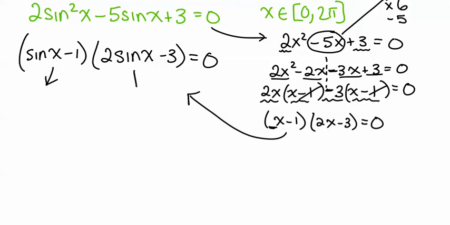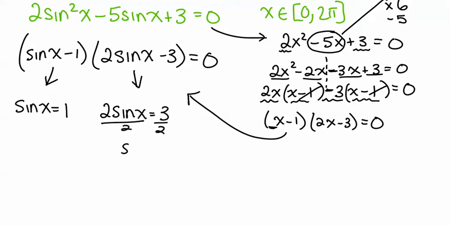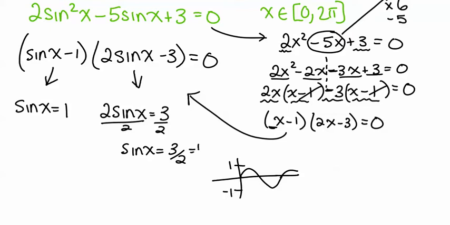And then I'm just going to set each bracket equal to 0. So sine x equals 1, and 2 sine x equals 3. I'm going to divide by 2 to get rid of the 2, so sine x is equal to 3 over 2. Okay, so right away, I can ignore this guy, because sine of x is not greater than 1. So I have the sine curve. This is 1 close to negative 1, so this is 1.5. So there are no solutions for that. No solution.